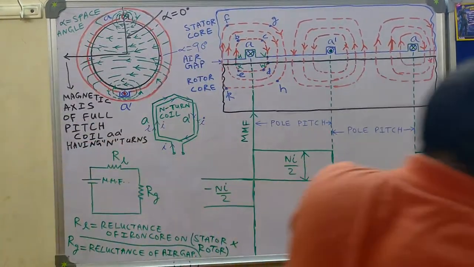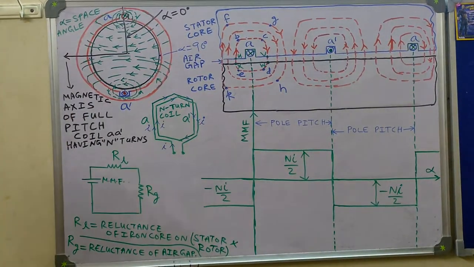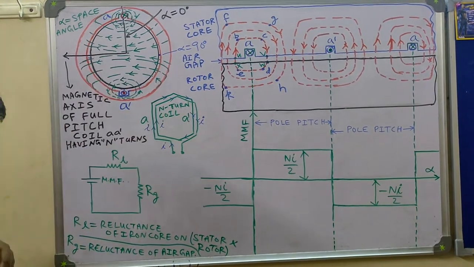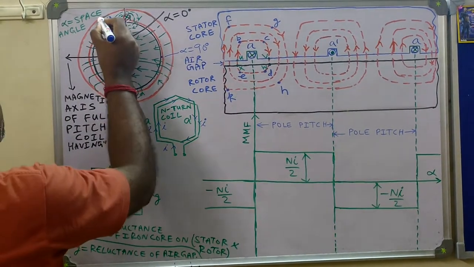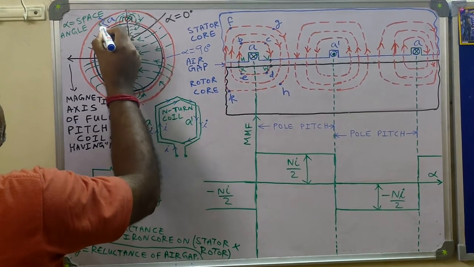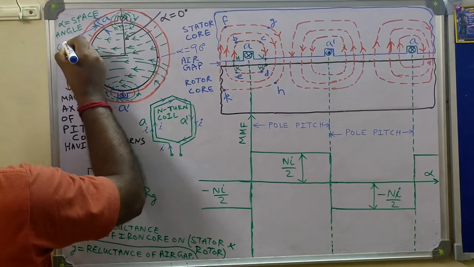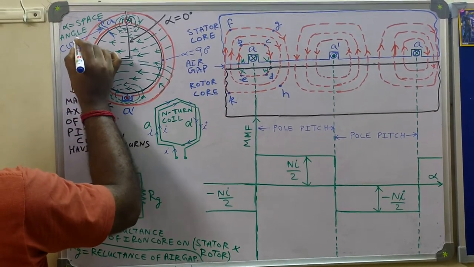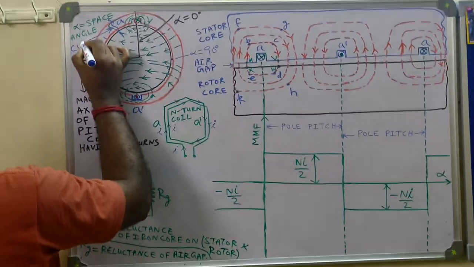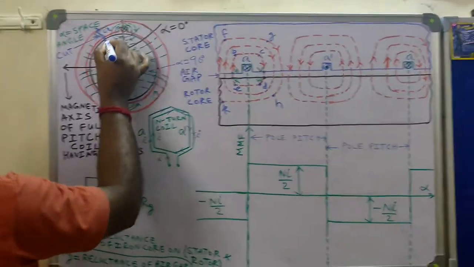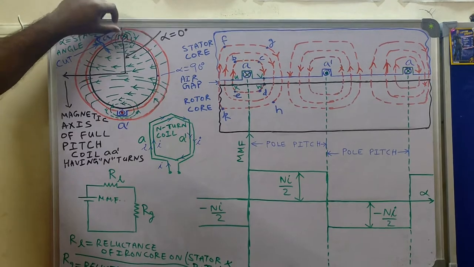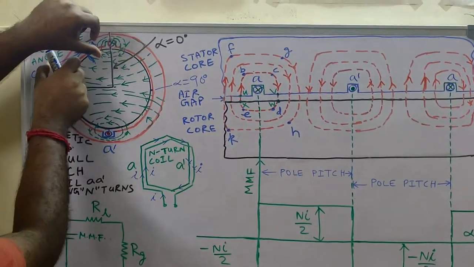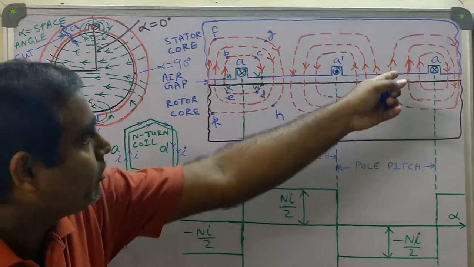Now after saying this, let me tell you that we have taken the developed view of the stator core and rotor core. That means we are assuming that the stator core is being cut at this point. You are cutting the stator core and rotor core at this point, and then you are laying it flat. That means this portion is held by my left hand, and this portion by my right hand. I am stretching it and laying it flat. So it will be like this.